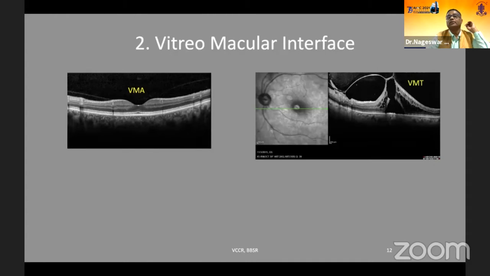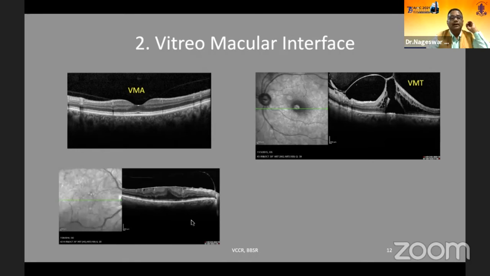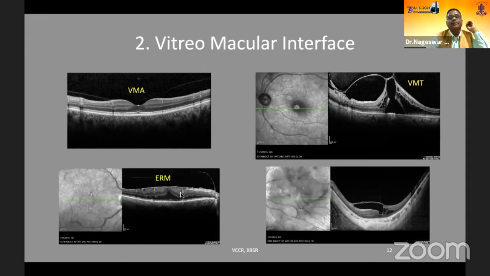Suppose this is called vitreomacular traction. That means there will be some change with the traction at the fovea. There will be disorganization, or the layers will be deranged. So there will be a pull in the foveal zone. So this is vitreomacular traction, and this is ERM. You can see a hyperreflective layer here, and it is tenting the fovea or deforming the normal foveal pit. This is called ERM.